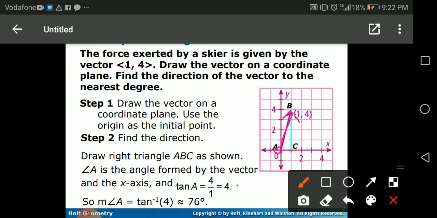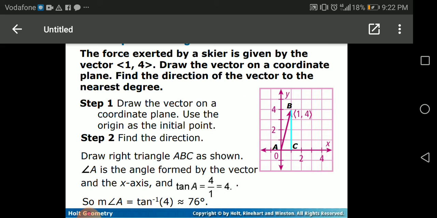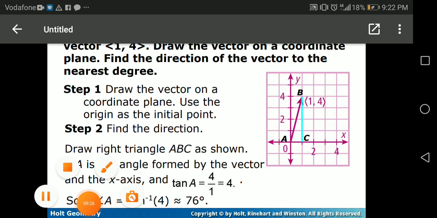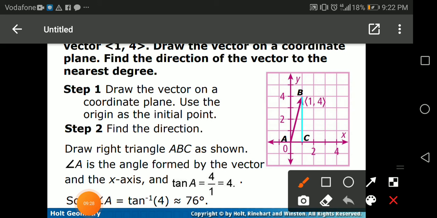After drawing the vector on the coordinate plane, this is the first step: use the origin as I told you. Then find the direction. How can I find the direction? Very interesting, so focus, you will love it. I have to draw a line to complete the triangle ABC. I draw a line connecting B and C.